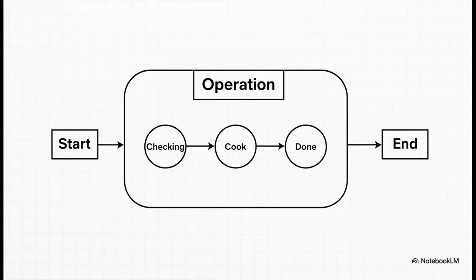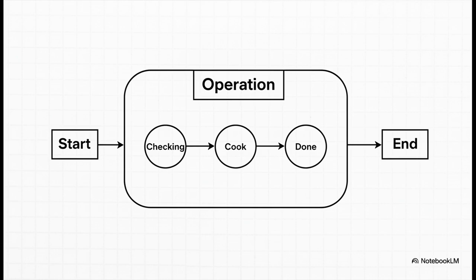And just like before, we need a way to handle complexity. That operation state in a microwave probably isn't just one thing. It might have little substates inside it, like checking the door is closed, turning on the magnetron, and finishing up. Instead of cluttering our main diagram, we can bundle all of those up into one superstate called operation. This lets us keep the main diagram clean and simple, but we can still zoom in to see the details if we need to.